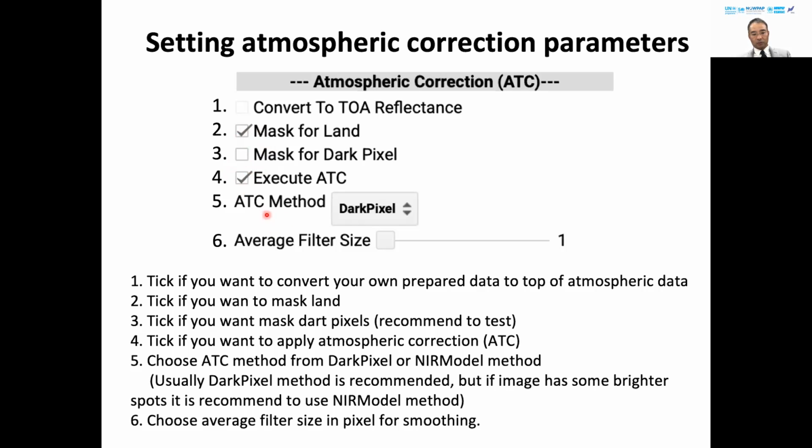And for the atmospheric correction method, the dark pixel method is given by default. If the image that you are working on has some sun glint effect or some brighter pixels, it's better to use the near infrared model method.